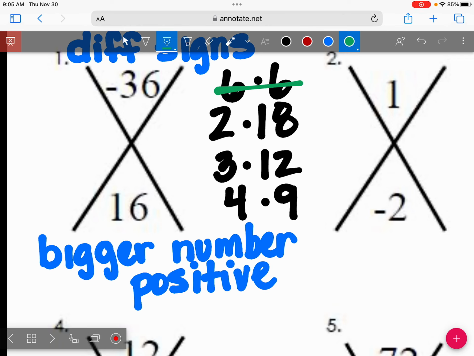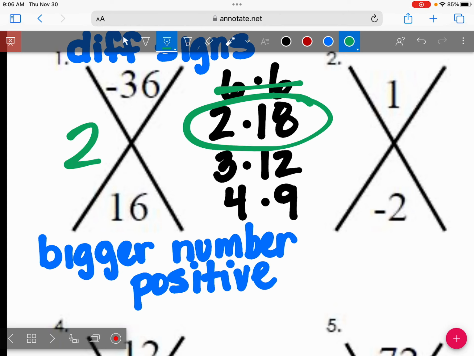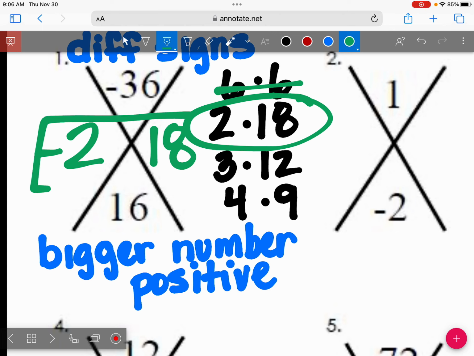If you're not sure, pick up your calculators and test it out. 18 minus 2 is 16, so I can stop looking. I found my numbers. So I have a 2 and an 18. The bigger number is positive, which means the 18 is positive and the 2 will be negative. These are my two numbers. That's the hardest part of factoring, finding these two numbers.